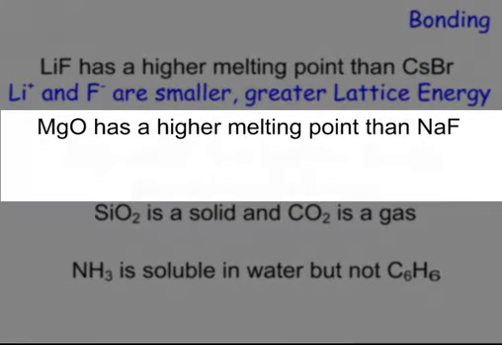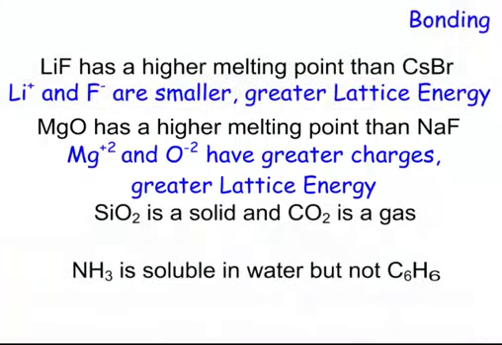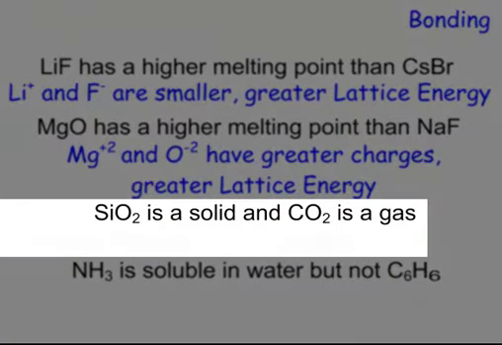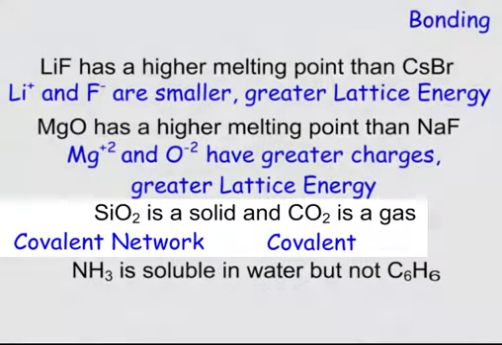MgO and NaF: MgO has a +2 and a -2 in the ions, which means greater charges, greater attraction, a greater amount of lattice energy needed to split and melt those intermolecular attractions. SiO2 is a solid, CO2 is a gas. SiO2 is, of course, a covalent network, whereas carbon dioxide is just covalent.